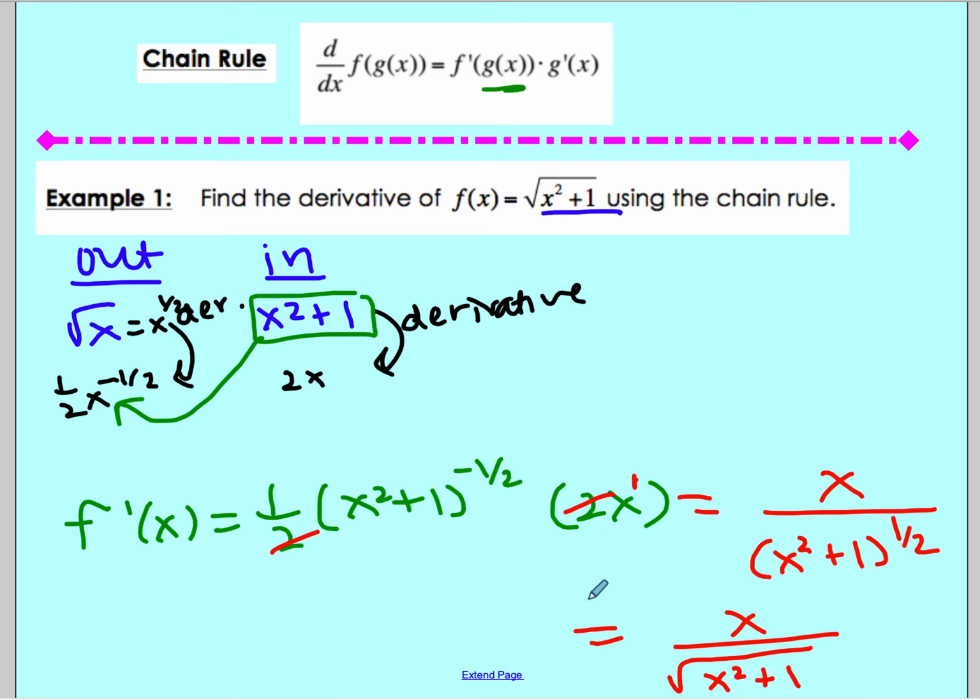Okay, and remember, now we're in calculus, you don't need to go ahead and rationalize that. You can leave your answer as is. So there is my first derivative using the chain rule.